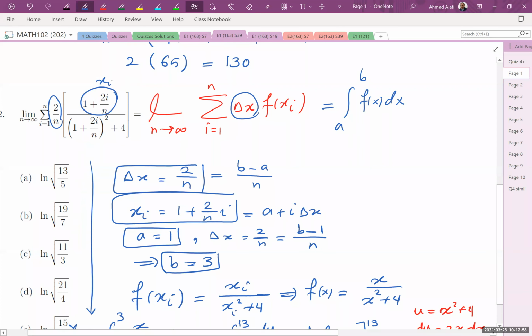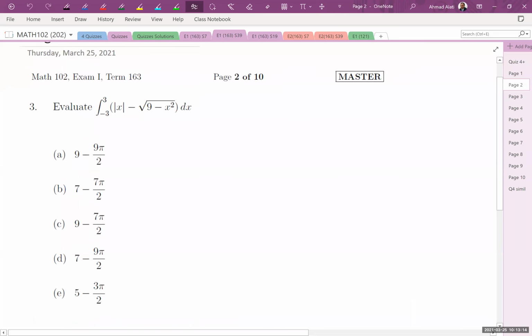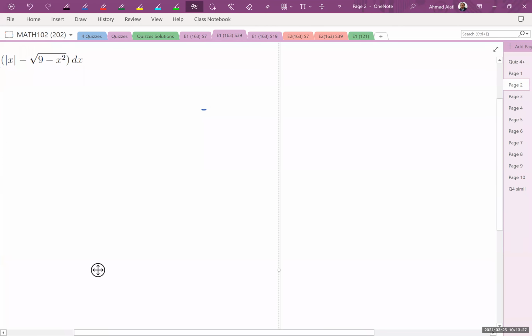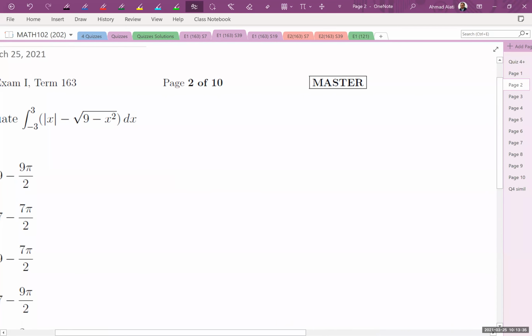Okay, now let's go to the next page. How to evaluate this integral. We separate first. I separate into two integrals. Okay, after that, check the even. It's like a circle. Use half circle or use the symmetry for the first one.